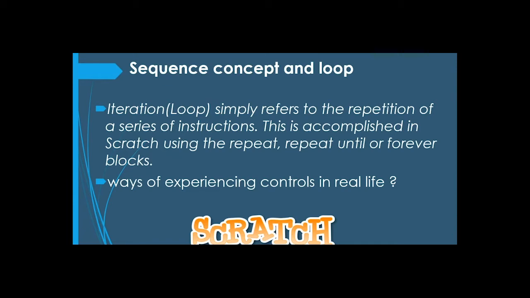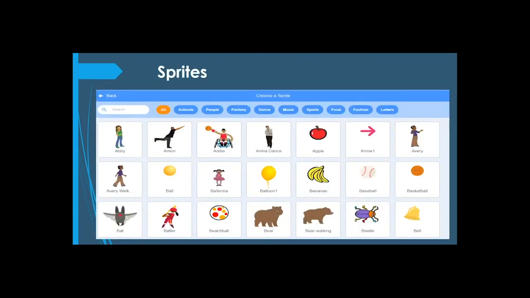Another important thing you need to know when you're working with animation, you need to understand your sprites very well. So this is just an image from Scratch showing the different sprites, and as you can see, we have the different categories. We have animal sprites, we have people, fantasy, dances, music, sports, food, fashion, and even the letters.